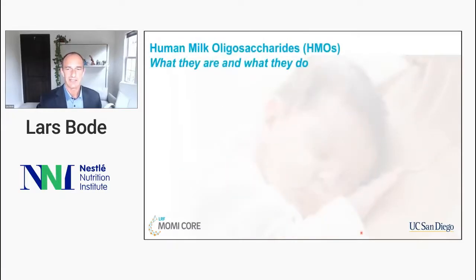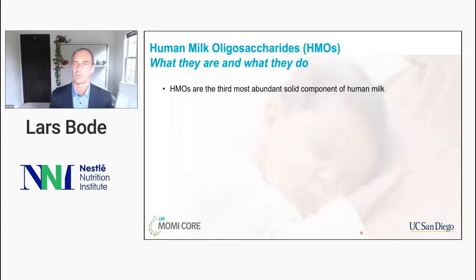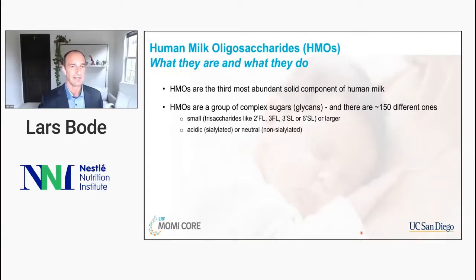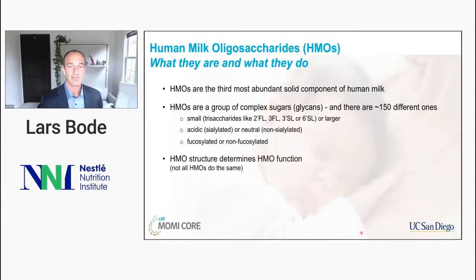All right, so to summarize this introduction to oligosaccharides, HMOs are the third most abundant solid component of human milk. It's a group of complex sugars, complex glycans, and there's about 150 different ones. Some are small, like 2FL, 3FL, 3SL, and 6SL, or they're larger, like very strongly branched structures, high molecular weight structures. Then we have some that are either acidic, so they contain sialic acid, or they're neutral, no sialic acid. And then they can be fucosylated or not fucosylated. The structure determines HMO function, and this is important. Not all oligosaccharides do the same thing.